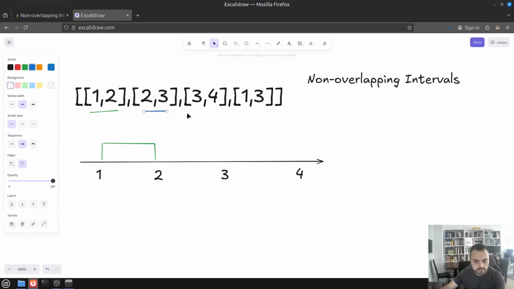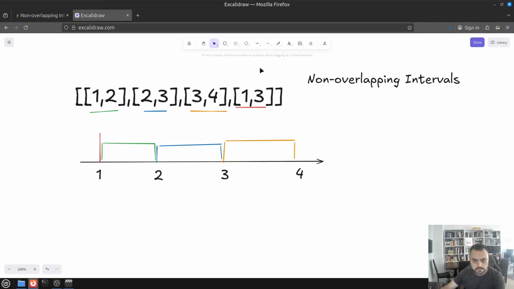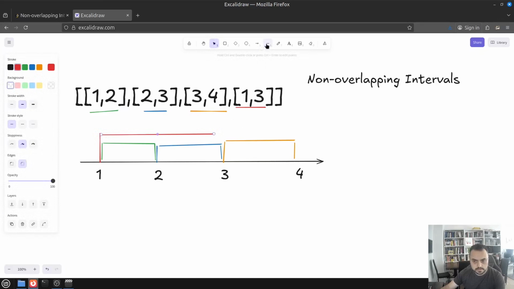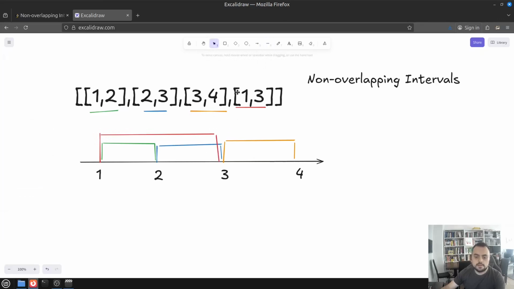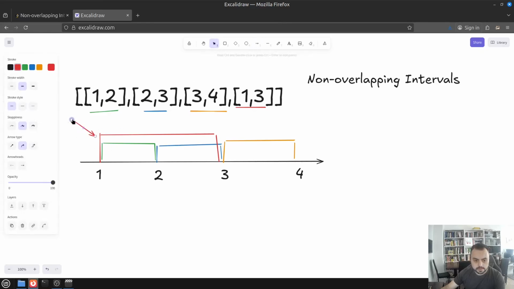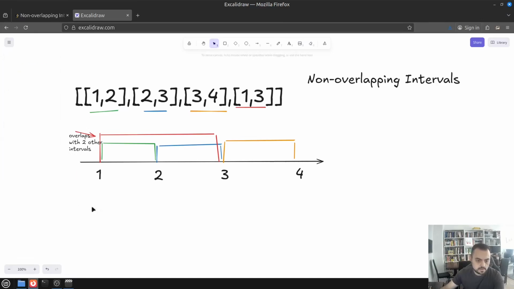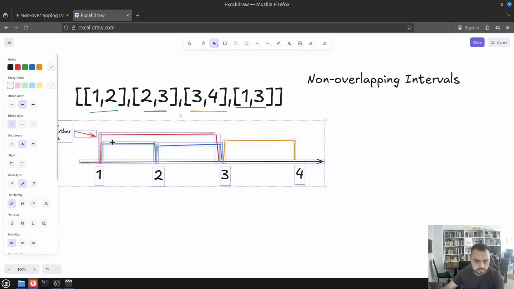Then let's make the second interval blue, 2 till 3. And let's make this one orange, 3 till 4. And there is the last interval, which we can make red since it will be removed, and it goes from 1 like this till 3. This is the one that is bad, since it's overlapping two other intervals, and we don't want them to overlap. Let's make it like this, we can move everything here.